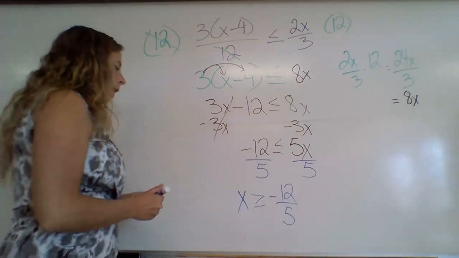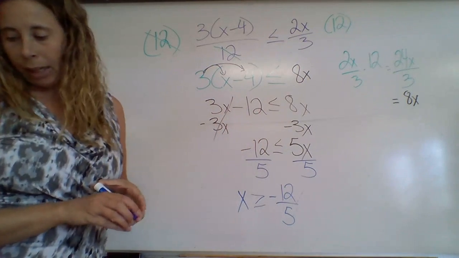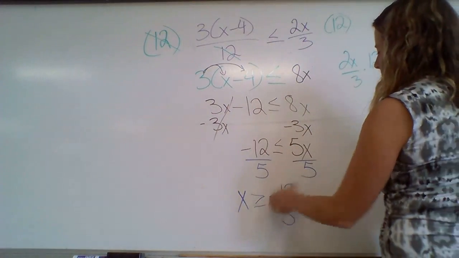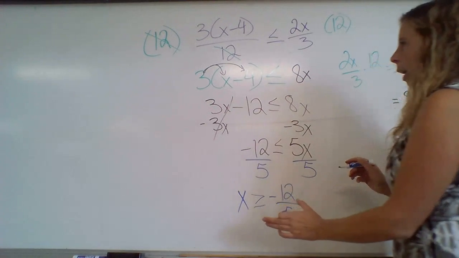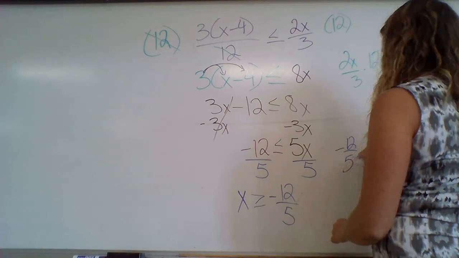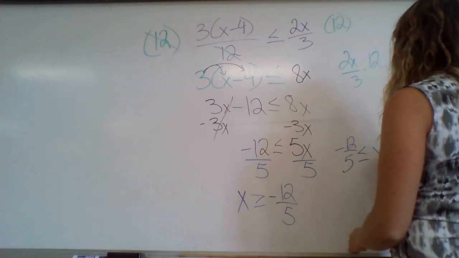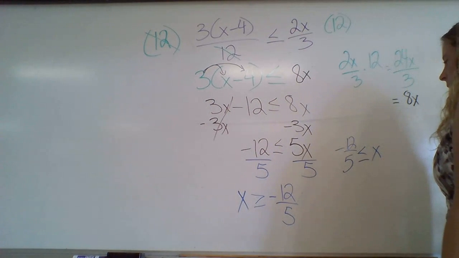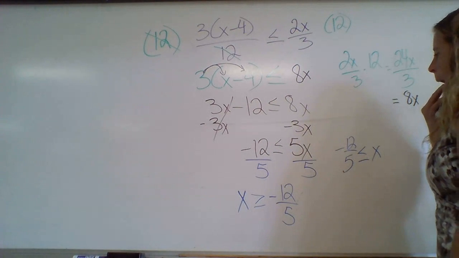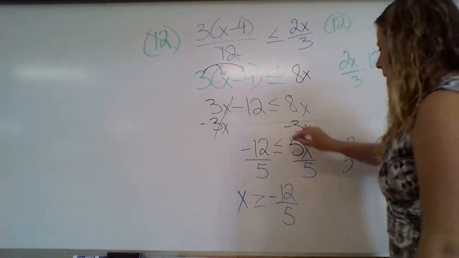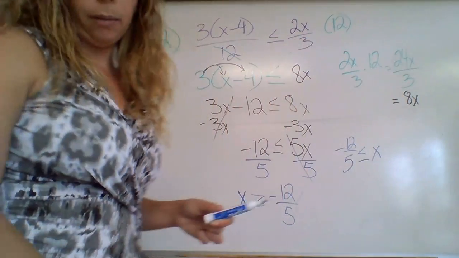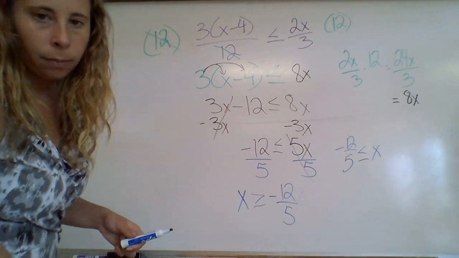Okay, good. Make sure you do it right. You could leave it the other way. I flipped it. I didn't flip it. I just rewrote it. But you could also just leave it negative 12 fifths is less than or equal to x. It doesn't matter. Either one is fine. They're the same thing. There you go. I think that's all I'm going to do for you. That was 31.